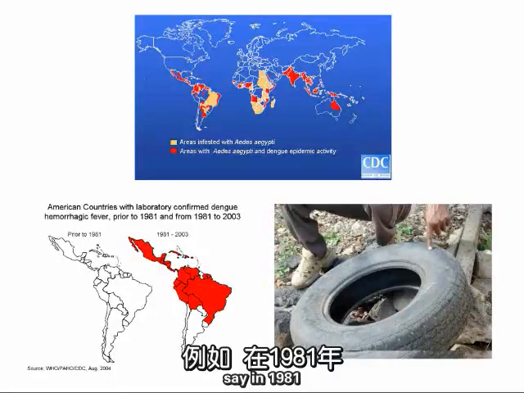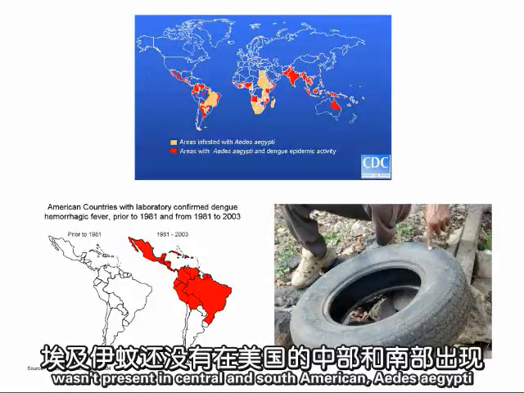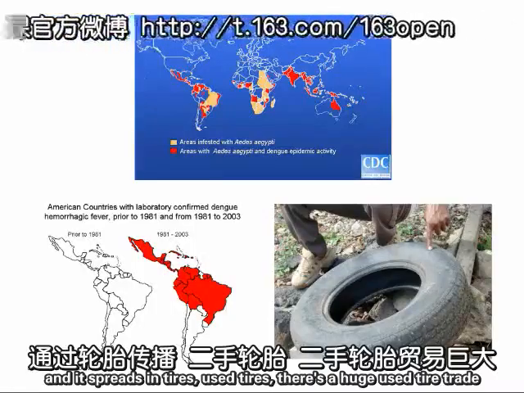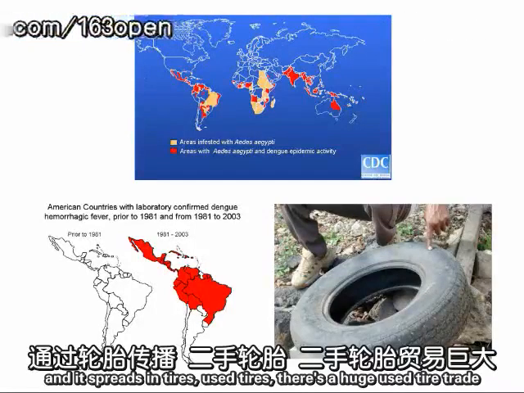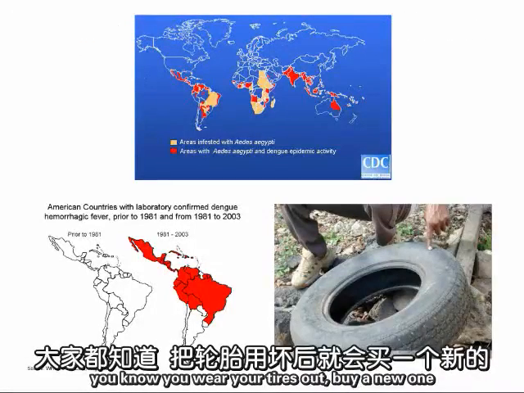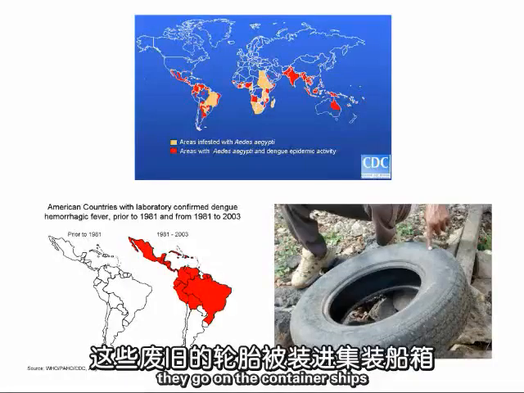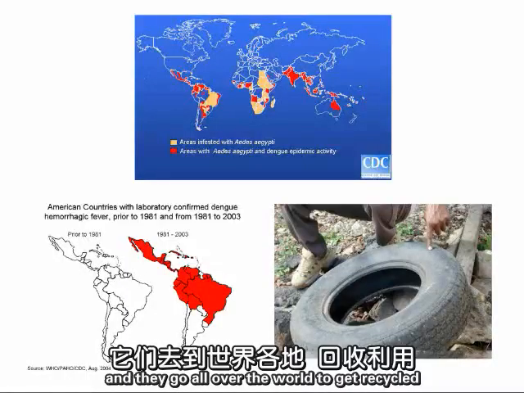See, in 1981, Aedes aegypti wasn't present in Central and South America. But it has spread there currently, and it spreads in used tires. There's a huge used tire trade. You wear your tires out and you buy a new one, and the guy at the station takes them for $1, and he sells them. They go on container ships, and they go all over the world to get recycled.